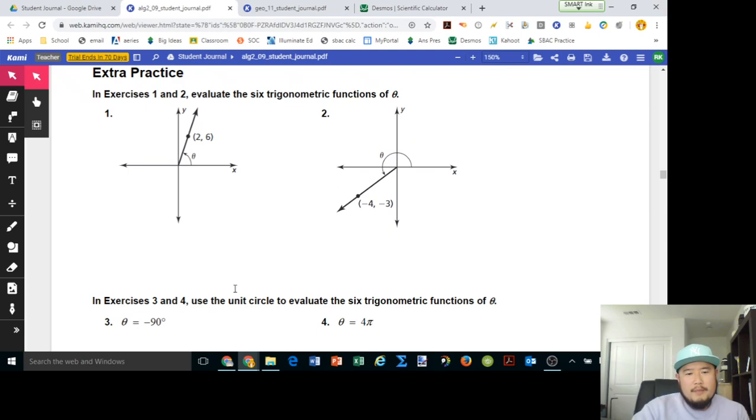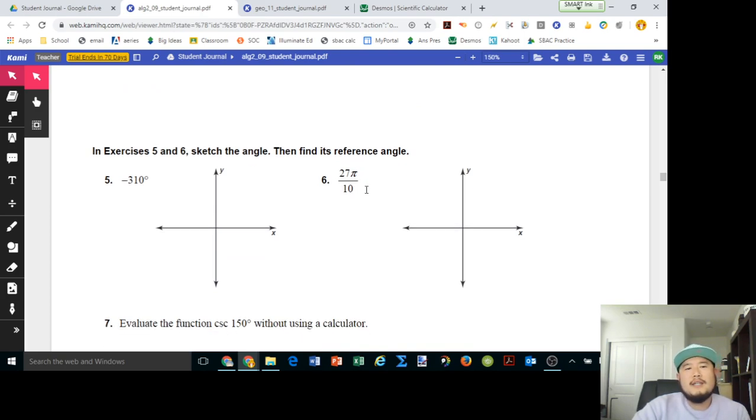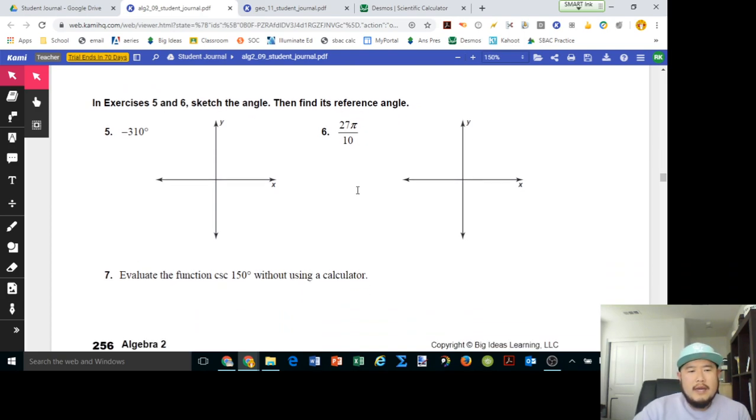We are skipping the unit circle 3 and 4. We'll come back to that tomorrow or next time. And let's take a look at number 5 next. So number 5 right here, let's sketch the angle and find its reference angle.